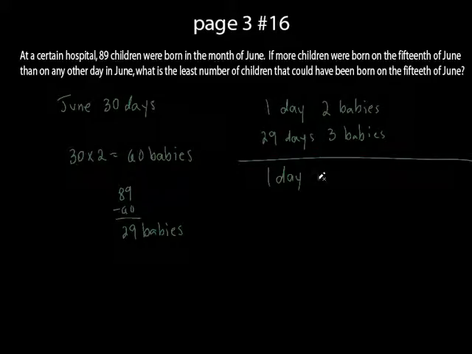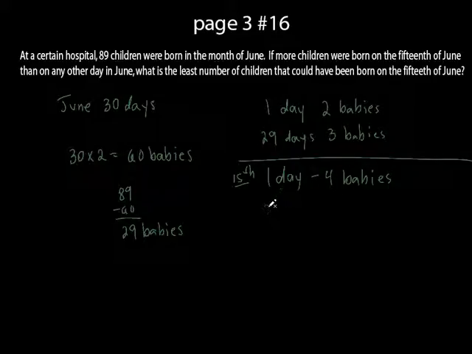So we're going to have 4 babies born on, let's say, the 15th. That's the 15th of June. So we'll have 1 day with 4 babies. But what did we just do right here? Every other day's got 3 babies. I took 1 away from one of these days and I put it here. So we've got 1 day where you have 4 babies.